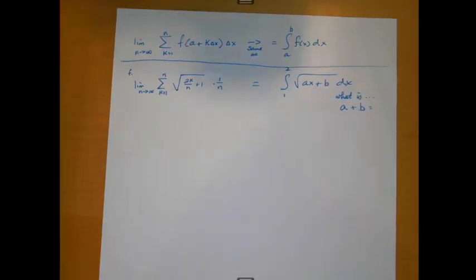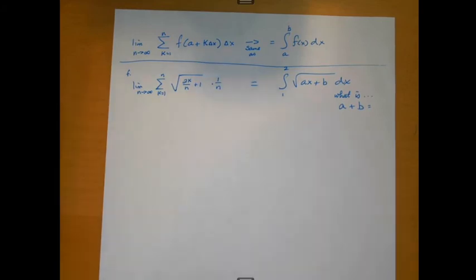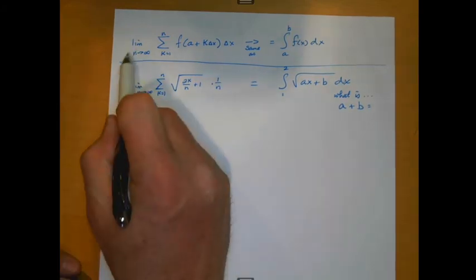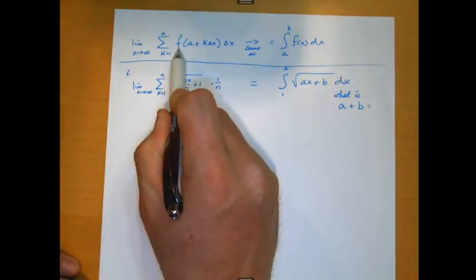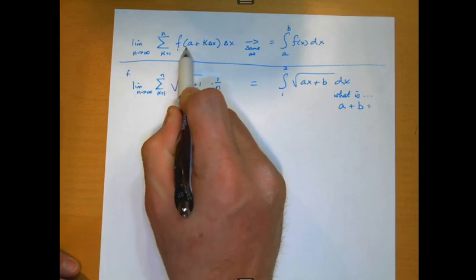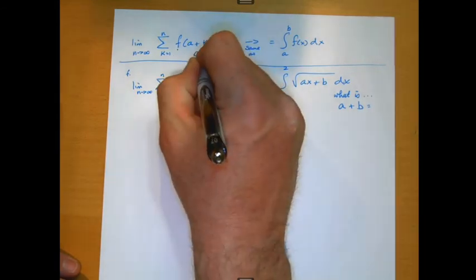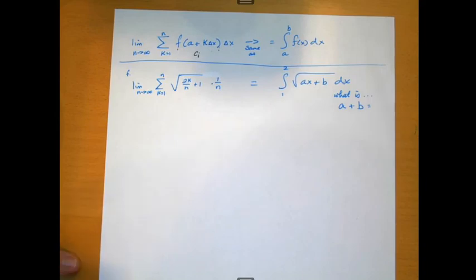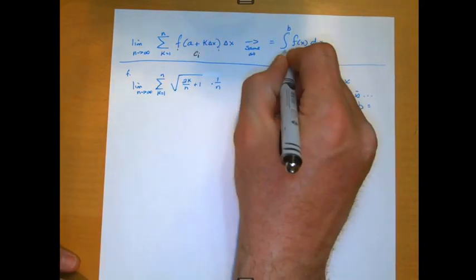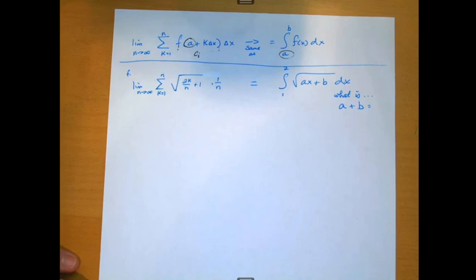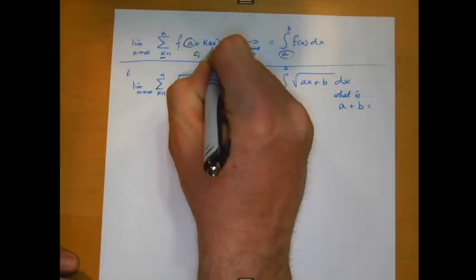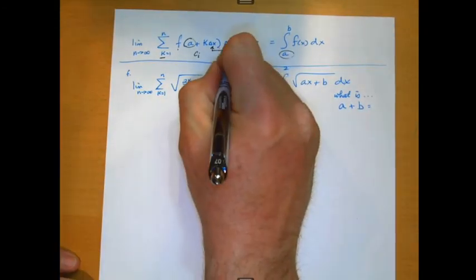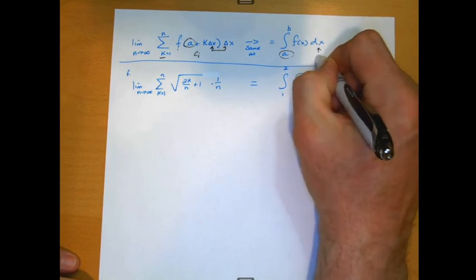Okay, here is F. So just a little precursor to this. The limit as n approaches infinity of the summation of k equals 1 to n. And then what you will see is f of this, and we can call this c sub i. You'll see it usually as c sub i, is a, which is this a, plus k, this k, and then delta x. So these two have to be the same, and then times delta x. So the delta x is the same as dx.